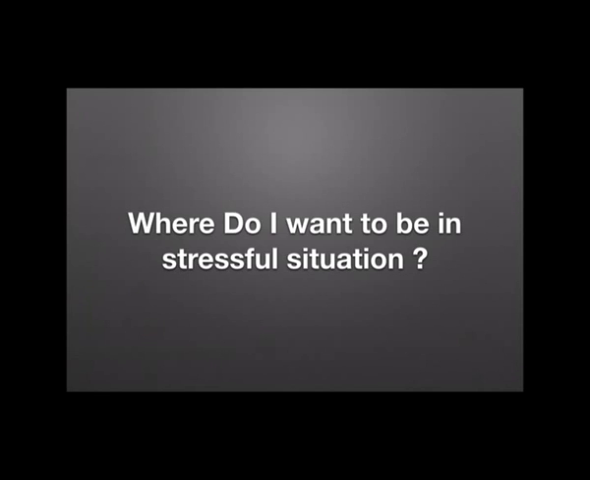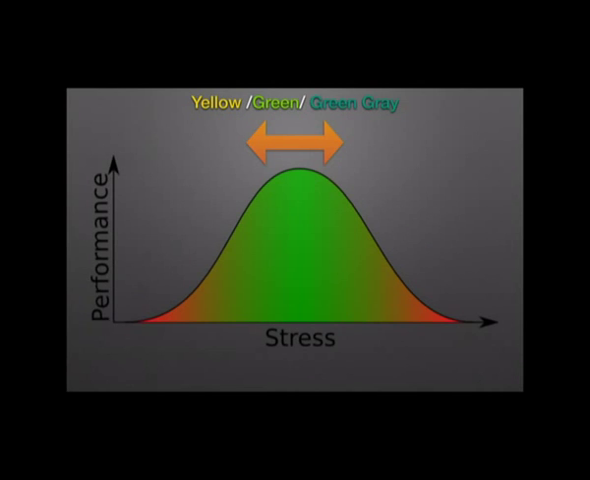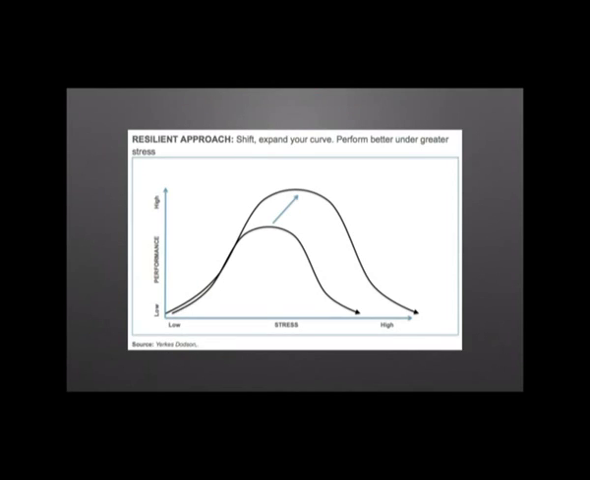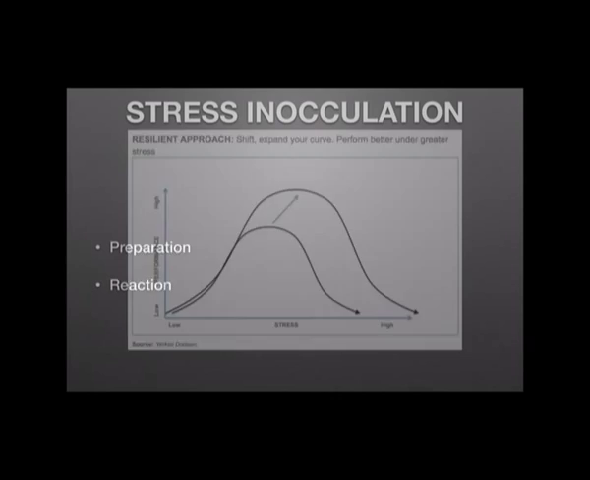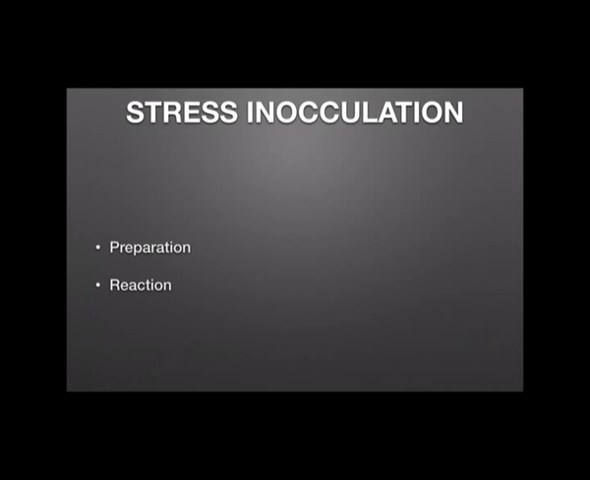Okay? So, where do I want to be in a stressful situation? I want to be in that green part. And we can play with this curve. I can make it higher, and I can make it wider. And how do I do that? It's by a process called stress inoculation, or desensitization. Desensitize yourself with stress. So how do you do stress inoculation?